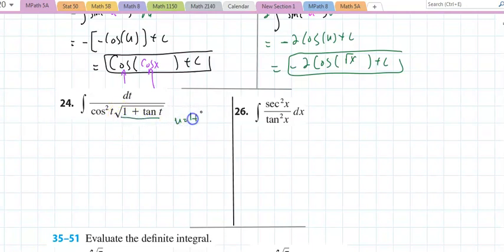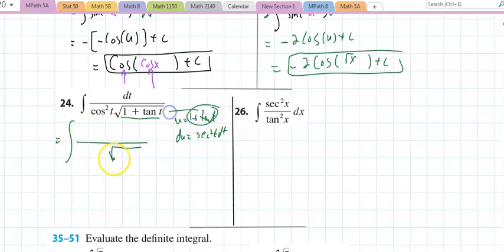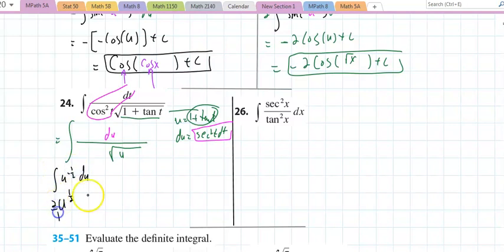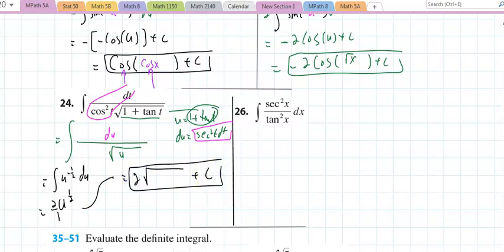I'm going to let u equal 1 plus tan of t. What's du? Isn't du the secant squared of t dt? Wouldn't that become the integral of the square root of u? Now, you do recognize that those are the same. That is the integral of u to the negative 1/2 du. Add 1 to the power, divide by that, right? That would be twice the square root of u, and u was initially 1 plus tan of t.